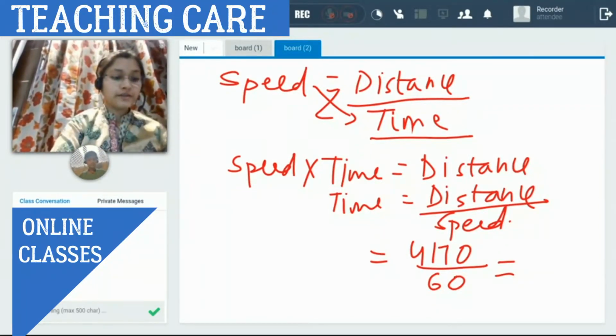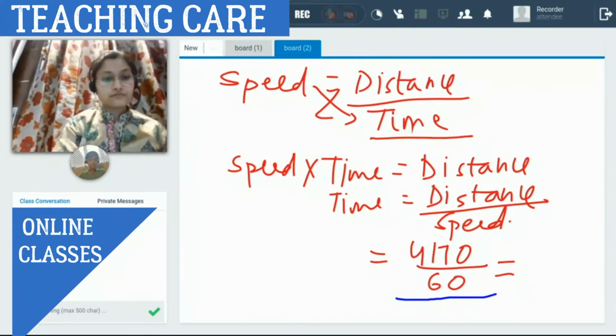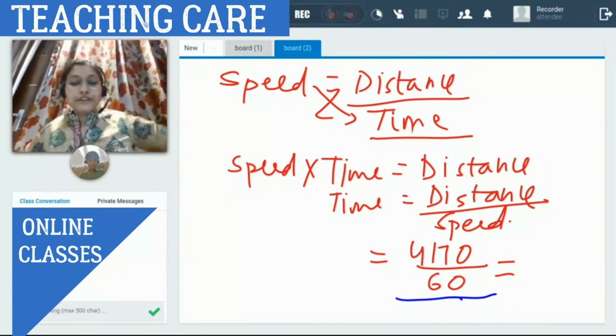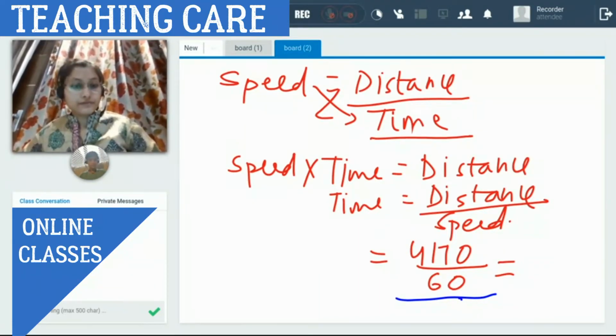What will the answer be? Please do the calculation part. If it is difficult for you to work on the board, you can do the calculation part separately in the notebook and then write down the answer.